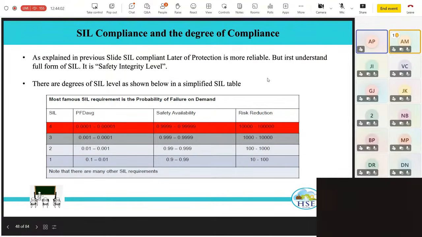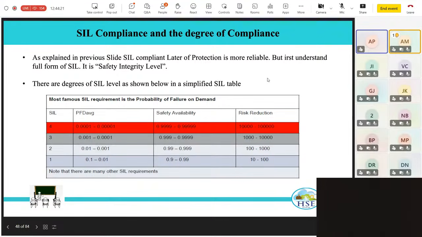And this is a very popular table. Most of the people who are working in functional safety know this table by heart. Anytime you wake them up even from sleep, they will tell you, okay, SIL 1 is this, SIL 2 is this, SIL 3 is this. Okay. So this is the SIL table. Let me explain it to you one by one.